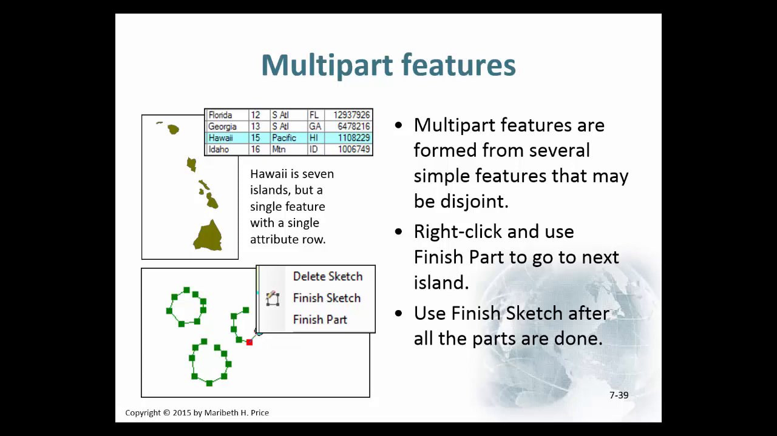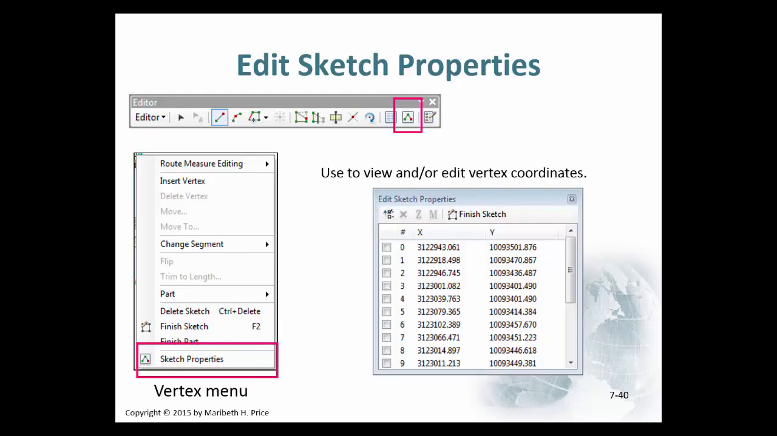Multi-part features are used to make the islands of Hawaii. Each island is an independent polygon, but we only want one record for Hawaii in our feature. The sketch properties will allow you to edit the XY positions of the vertices.